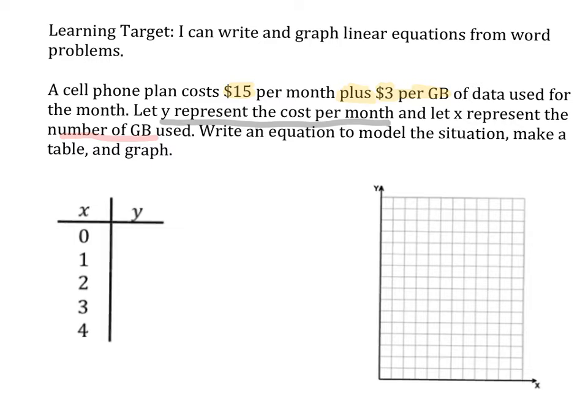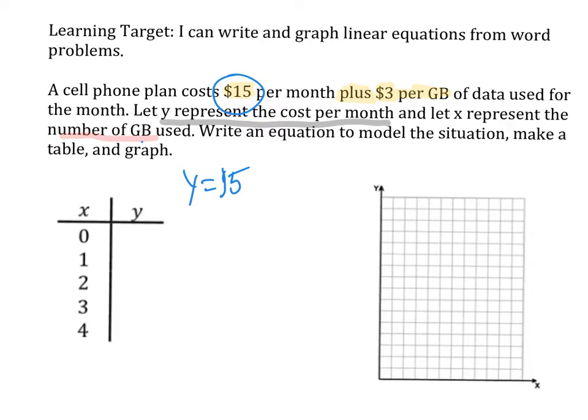If x is going to represent the number of gigabytes used, then that's going to be our variable. That's the thing that is changing. So we know it's going to be y equals something, and y stands for the cost per month. When we go back and look at what we highlighted, we had $15 per month. Per usually means that we are going to multiply, but month isn't one of our variables. Our variable is the number of gigabytes used. So we're just going to write the 15.